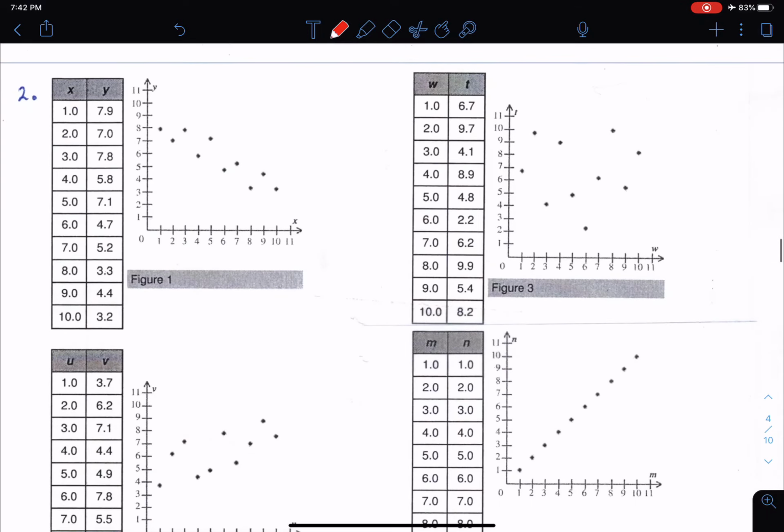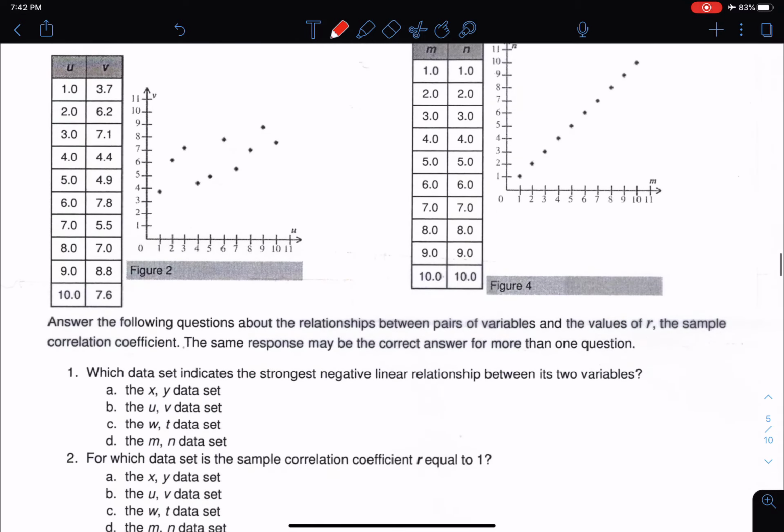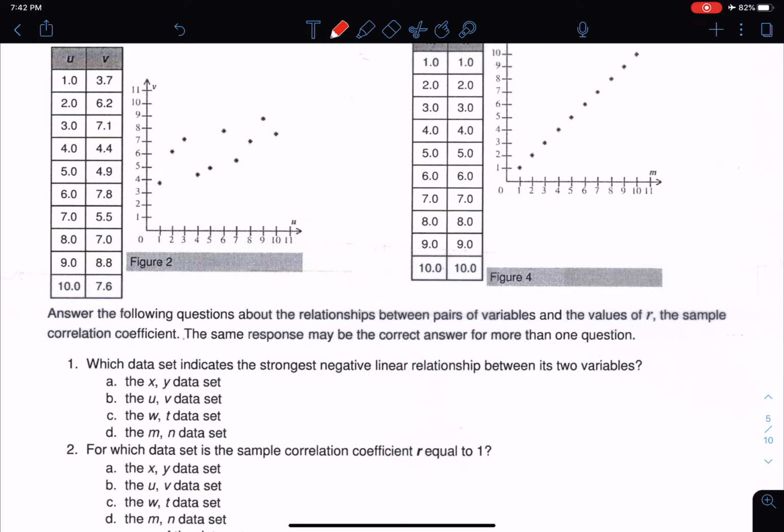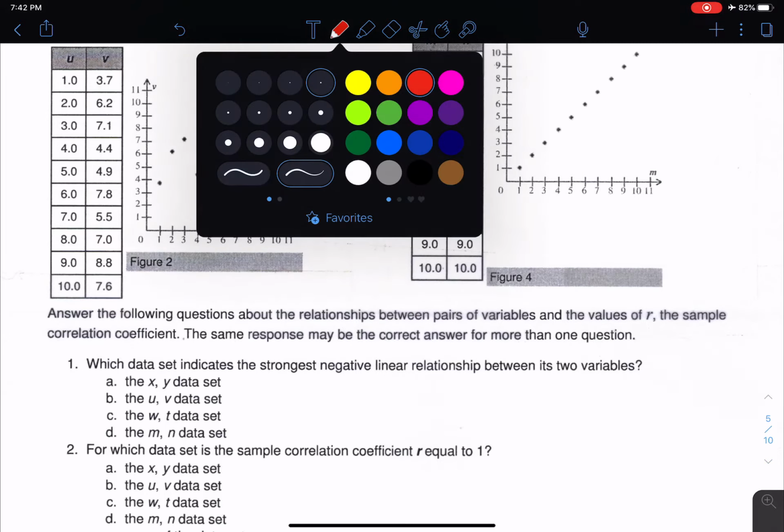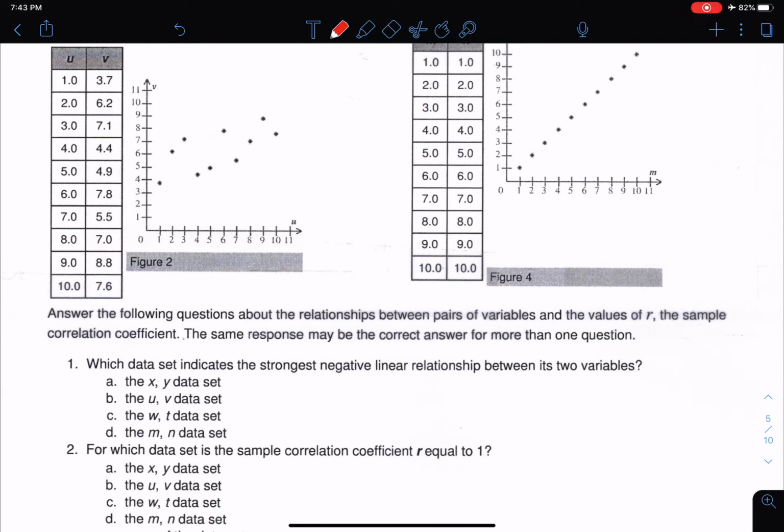Okay, now we test you. So we want to look at these questions, and I've got to flip back and forth because I just don't have a lot of space. I guess I'll continue with the red pen. Which data set indicates the strongest negative linear relationship between the two variables?